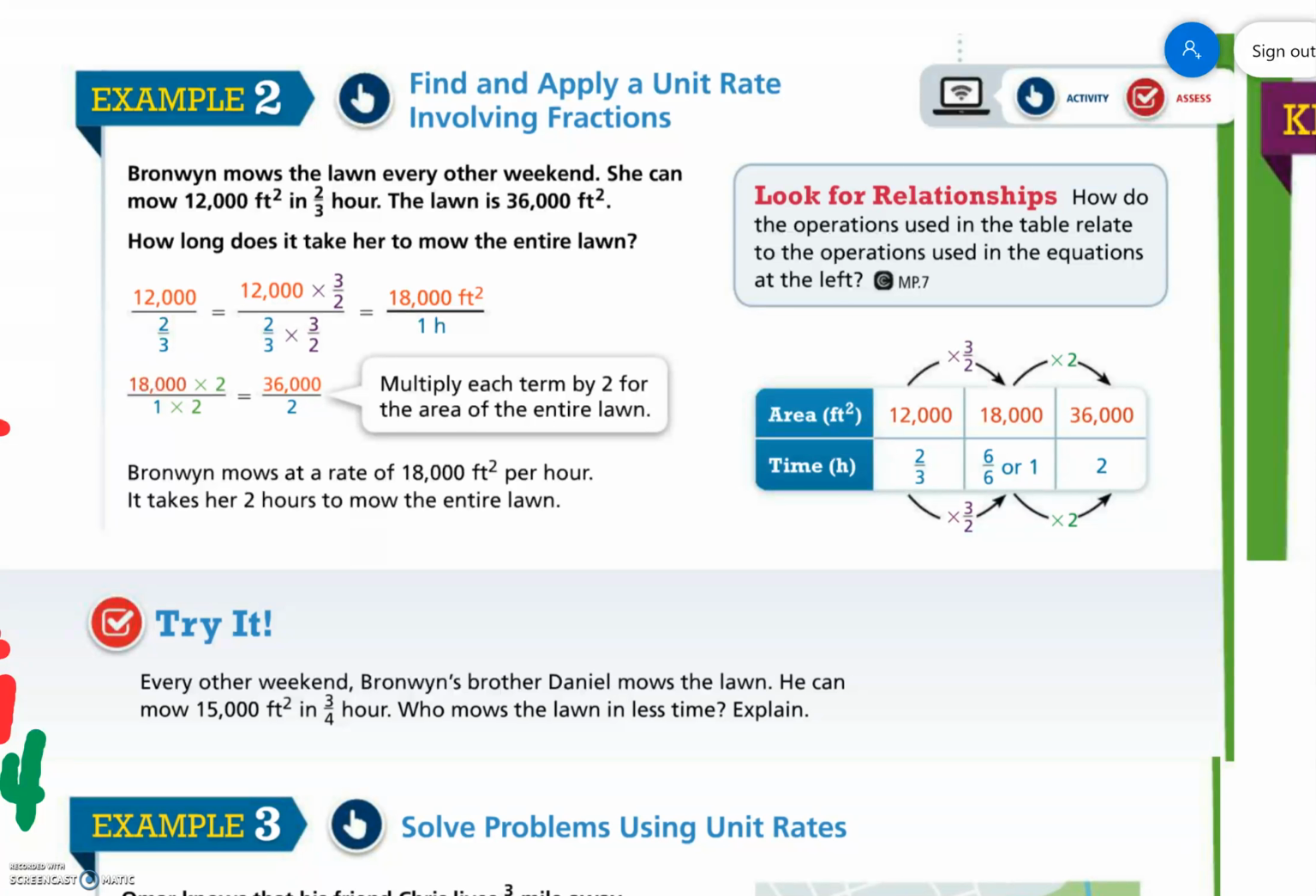So we have 2 steps here. We have to first find the unit rate. So that's why we did 2/3 multiplied by 3/2. Remember this, when you flip the fraction, it's called the reciprocal.